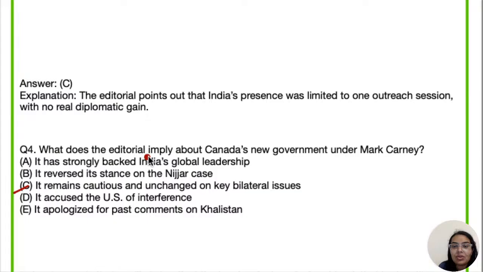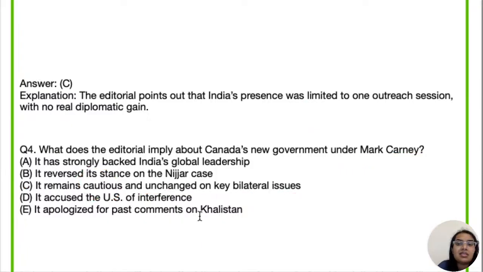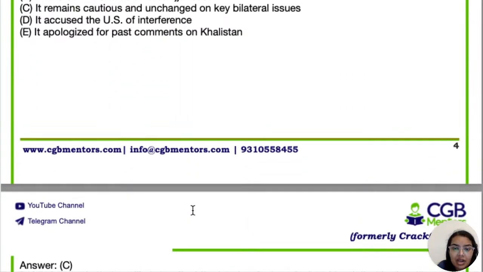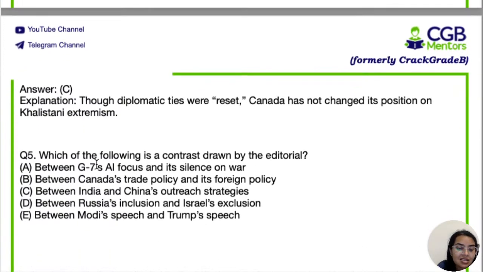What does the editorial imply about Canada's new government under Mark? It remains cautious and unchanged on key bilateral issues. Because what do we see? India expected that the relationship gets better between India and Canada, but the issue on Khalistan, there is still no word on it. So that's why Khalistani extremism still remains.